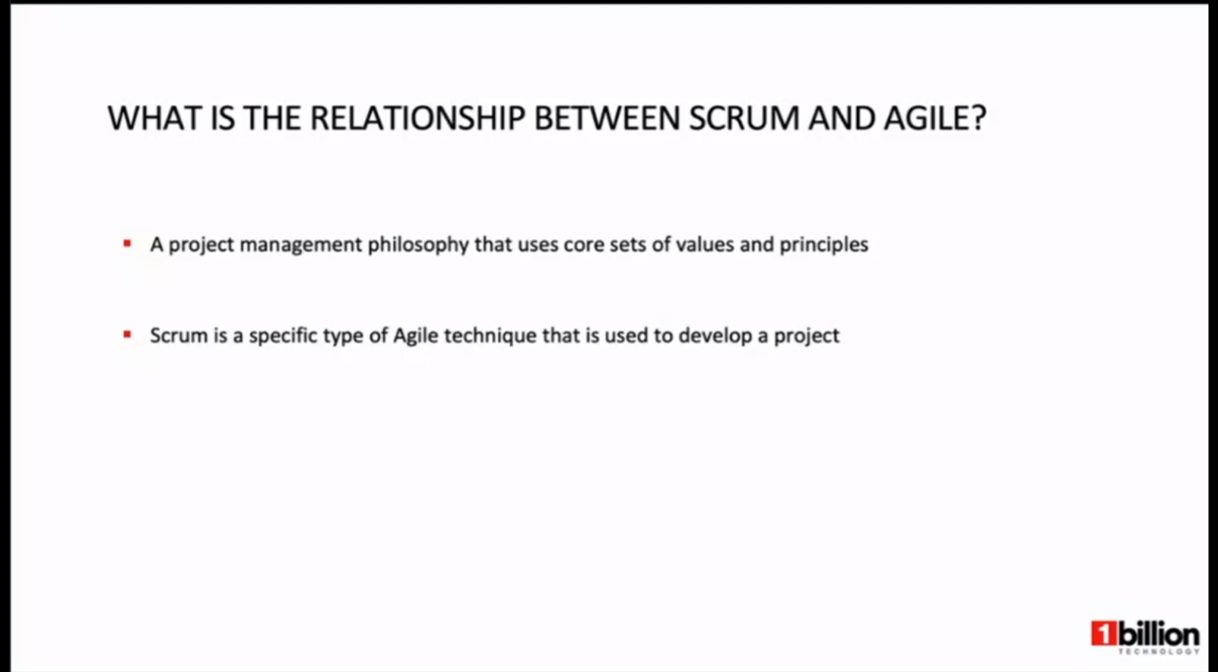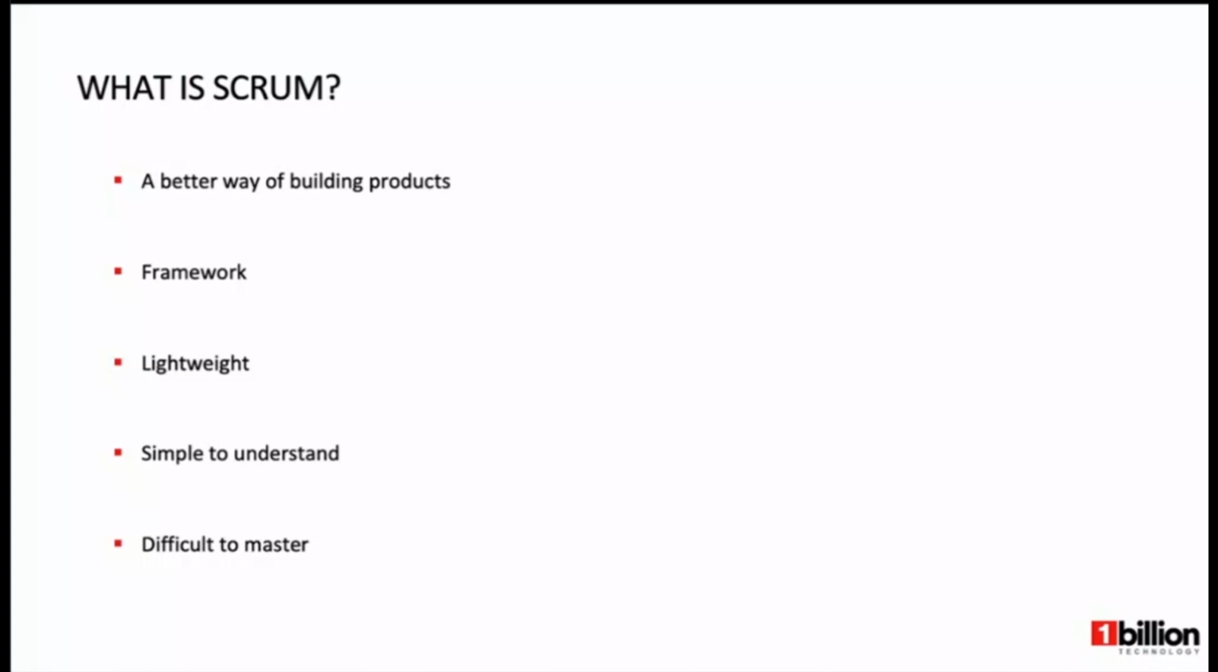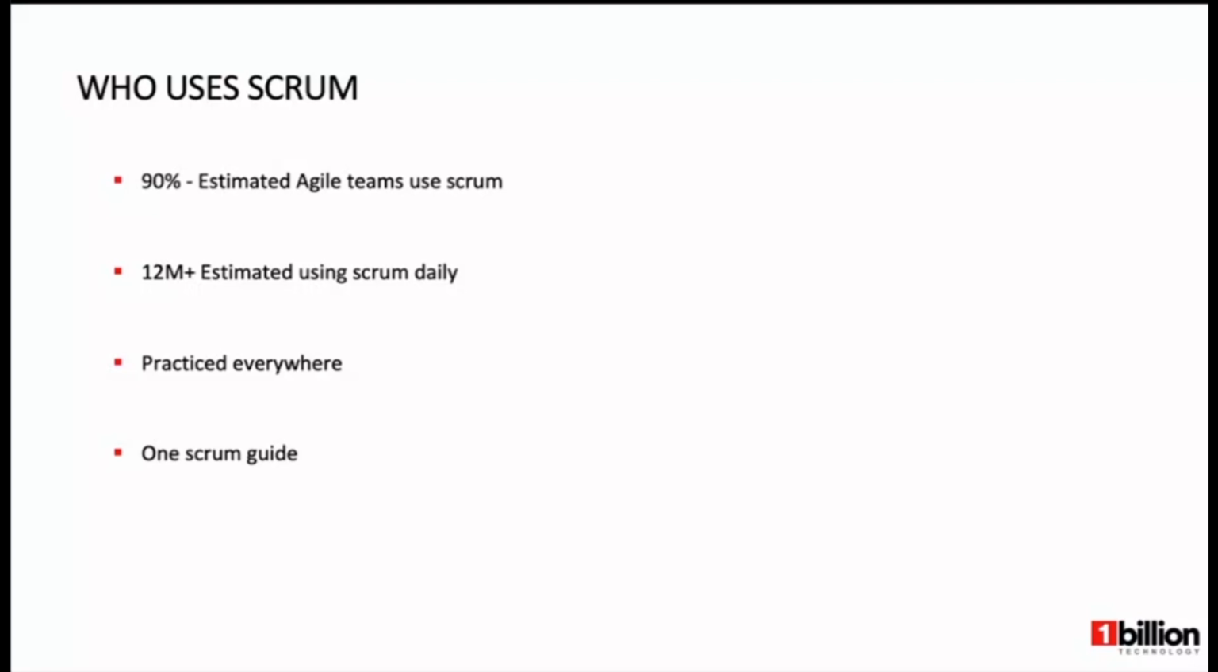We have other options as well. We have Kanban and we can go for XP as well. But the widely used framework for Agile is Scrum. Now, if you go to the website scrum.org, they simply say it is a better way of building products. It's a lightweight framework, simple to understand and difficult to master. So, who uses Scrum? An estimated 90% of Agile teams use Scrum, and it is being practiced everywhere.